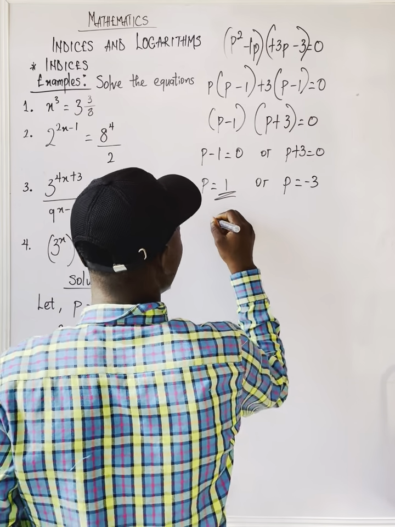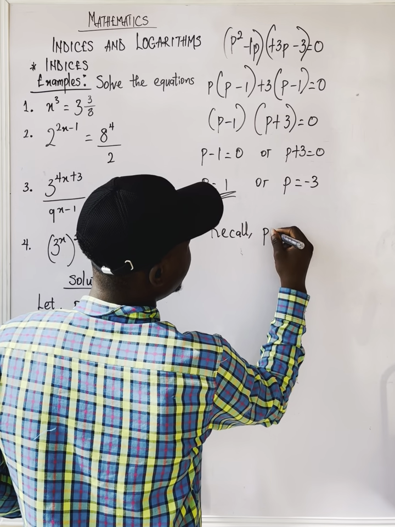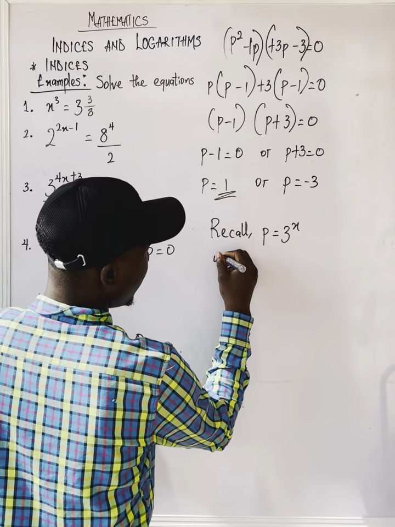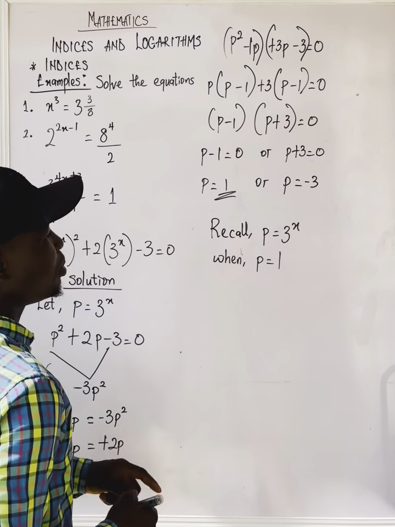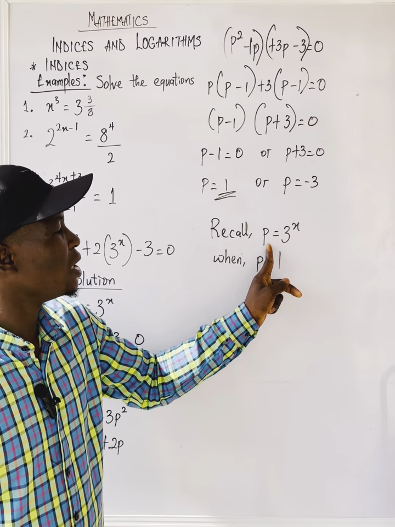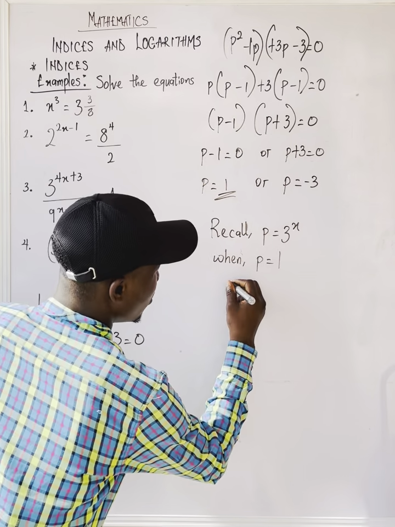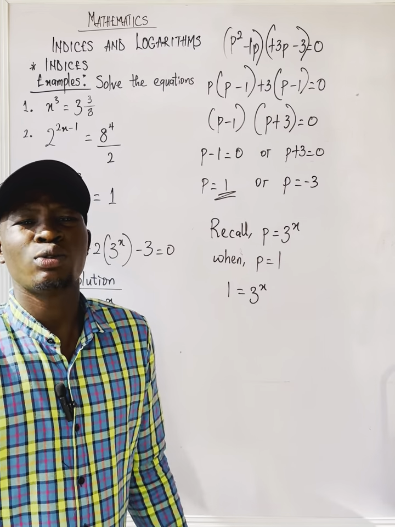So we can now say, recall that p is equals to 3 to the power of x. So when p is equals to 1, what will be our value? Meaning that if p is equals to 1, I'll write it as 1 is equals to 3 to the power of x. But we are looking for x. How do you get x?